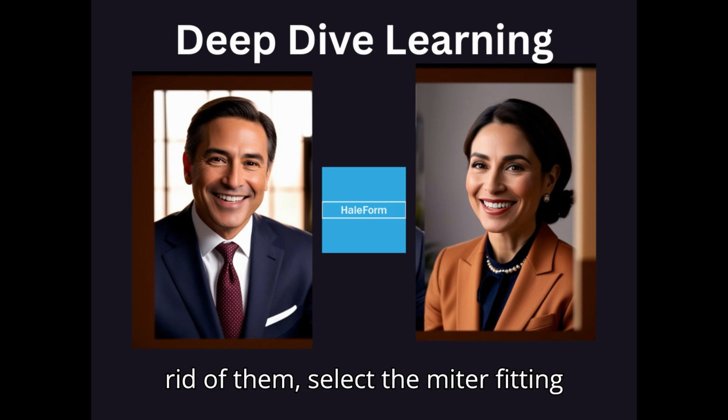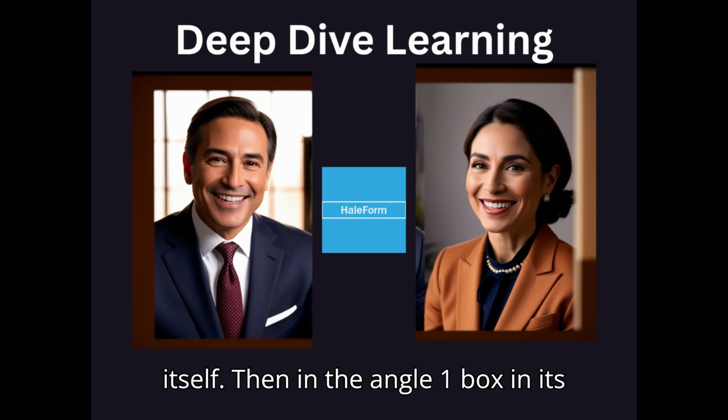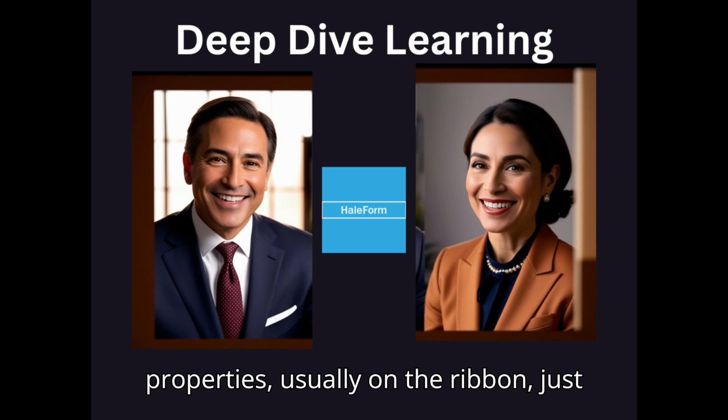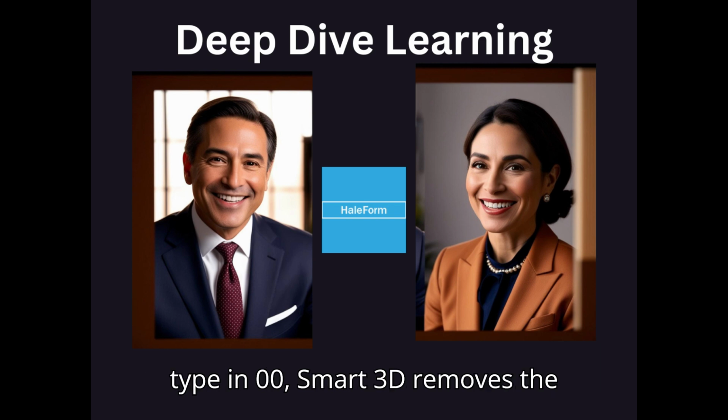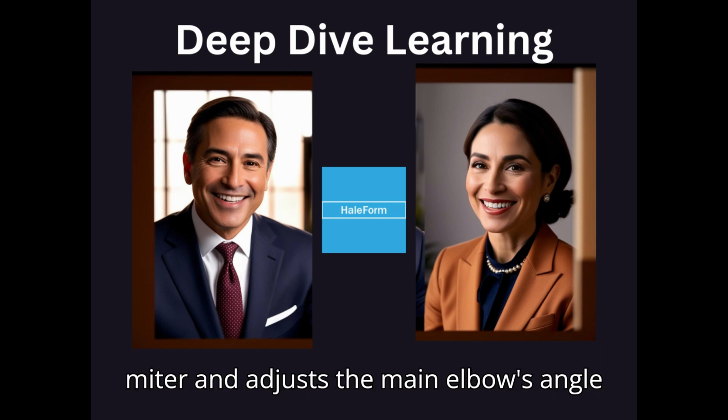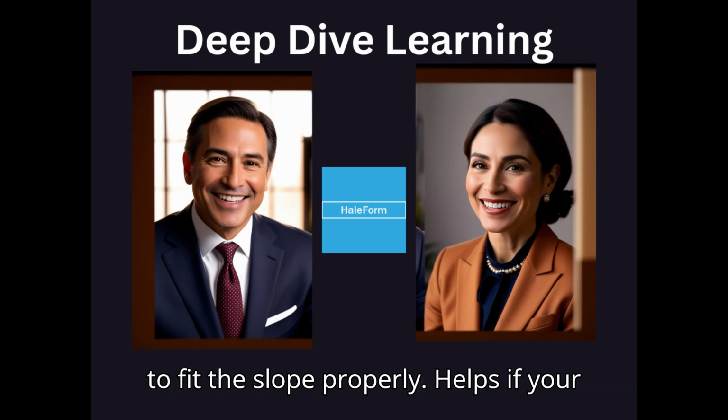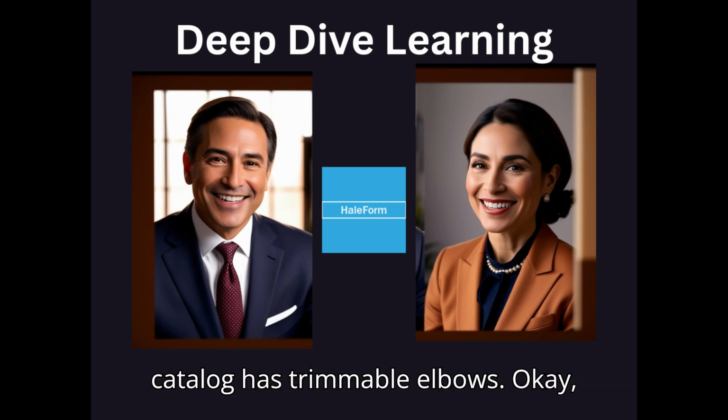To get rid of them, select the miter fitting itself. Then in the Angle 1 box in its properties, usually on the ribbon, just type in 0, 0. Smart 3D removes the miter and adjusts the main elbow's angle to fit the slope properly. Helps if your catalog has trimmable elbows, usually.